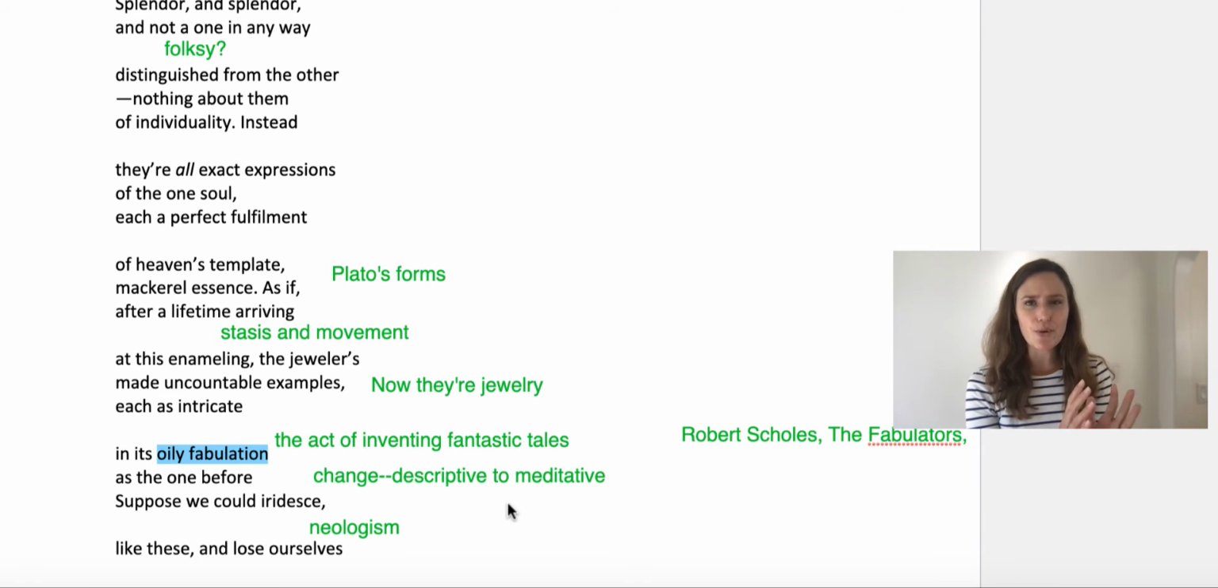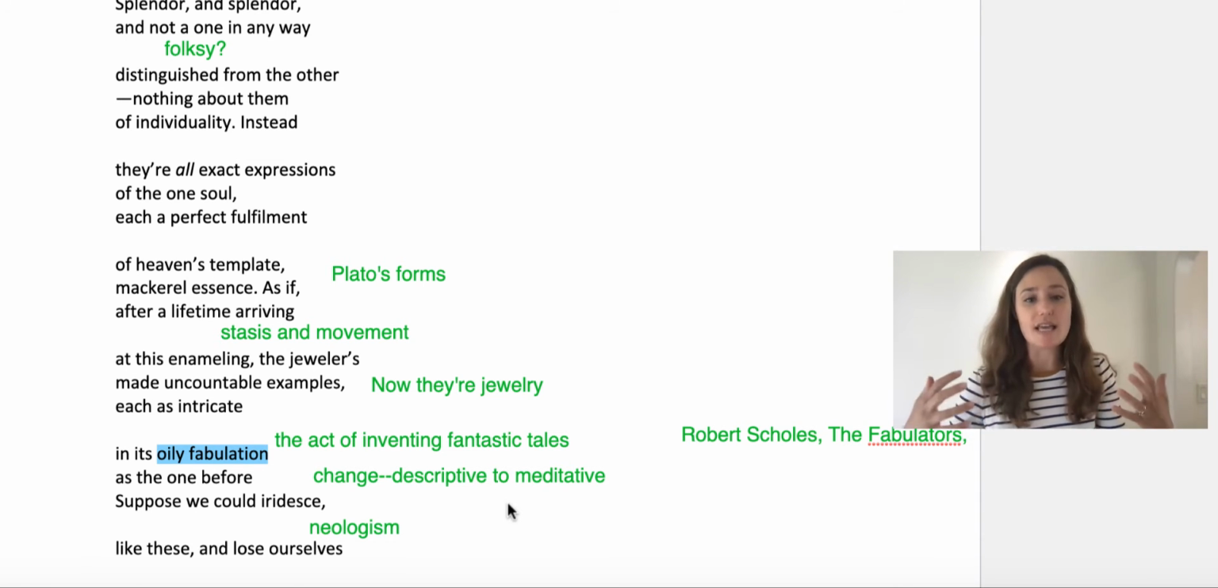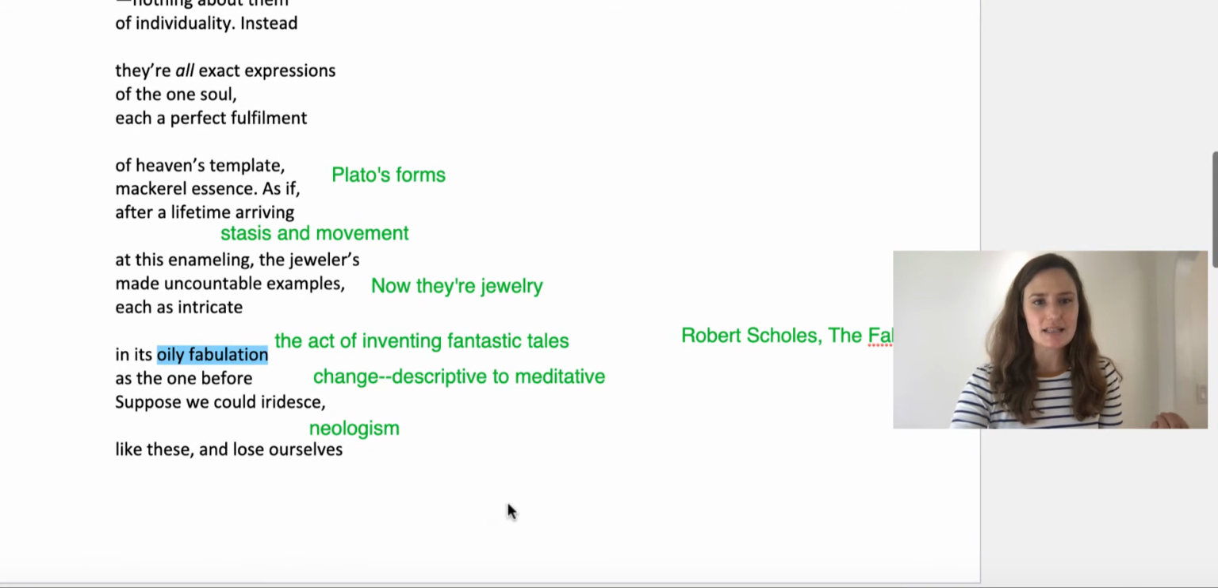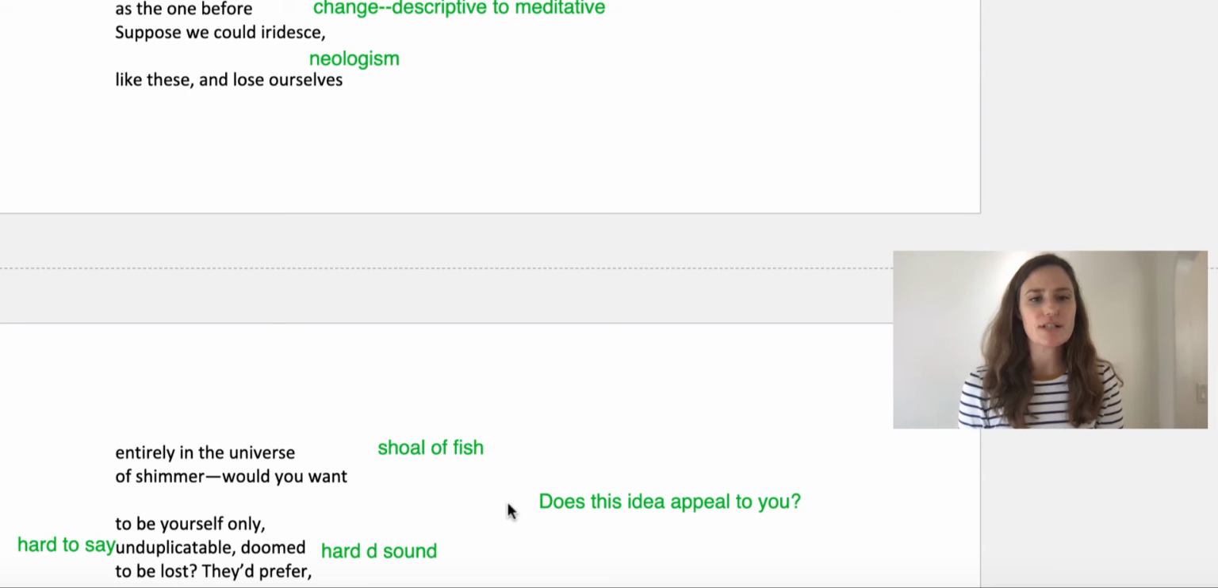This is where we move from description to really a meditation on what it means to be alive and what it means to function as a unit and to kind of erase yourself in order to be part of a bigger unit or team or group. "Suppose we could iridesse." Now, iridesse isn't a verb, but here he's using a neologism. He's making up his own word. "Suppose we could iridesse like these, like the fish, and lose ourselves entirely in the universe of shimmer."